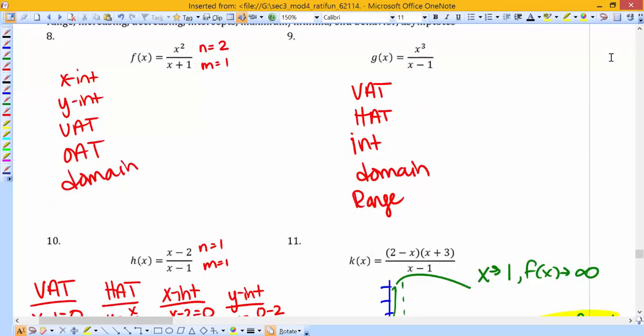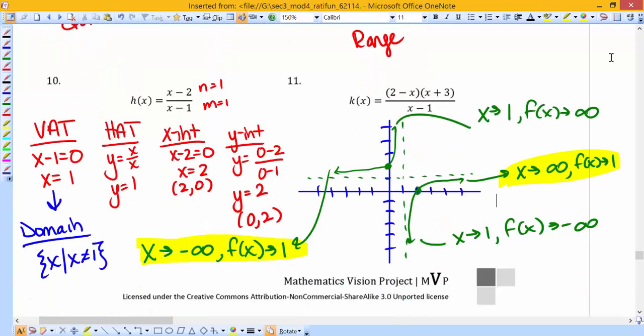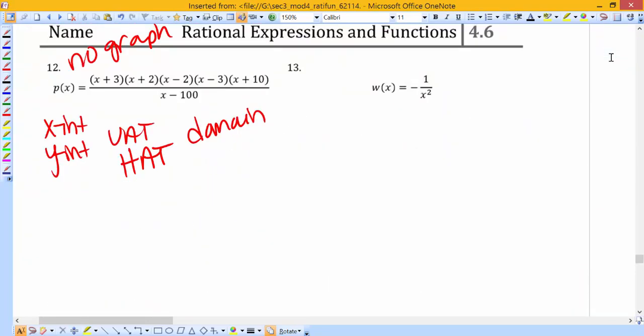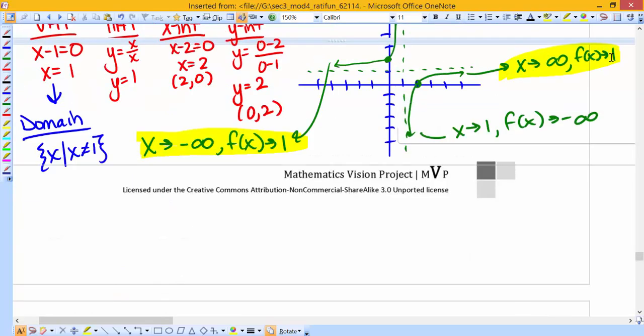Practice these, you guys. You don't need to graph 8, but you need to analyze it. You do need to graph 9 with the analysis. Oh, I forgot the range. 12, no graph, but do the analysis. 13, all of it.